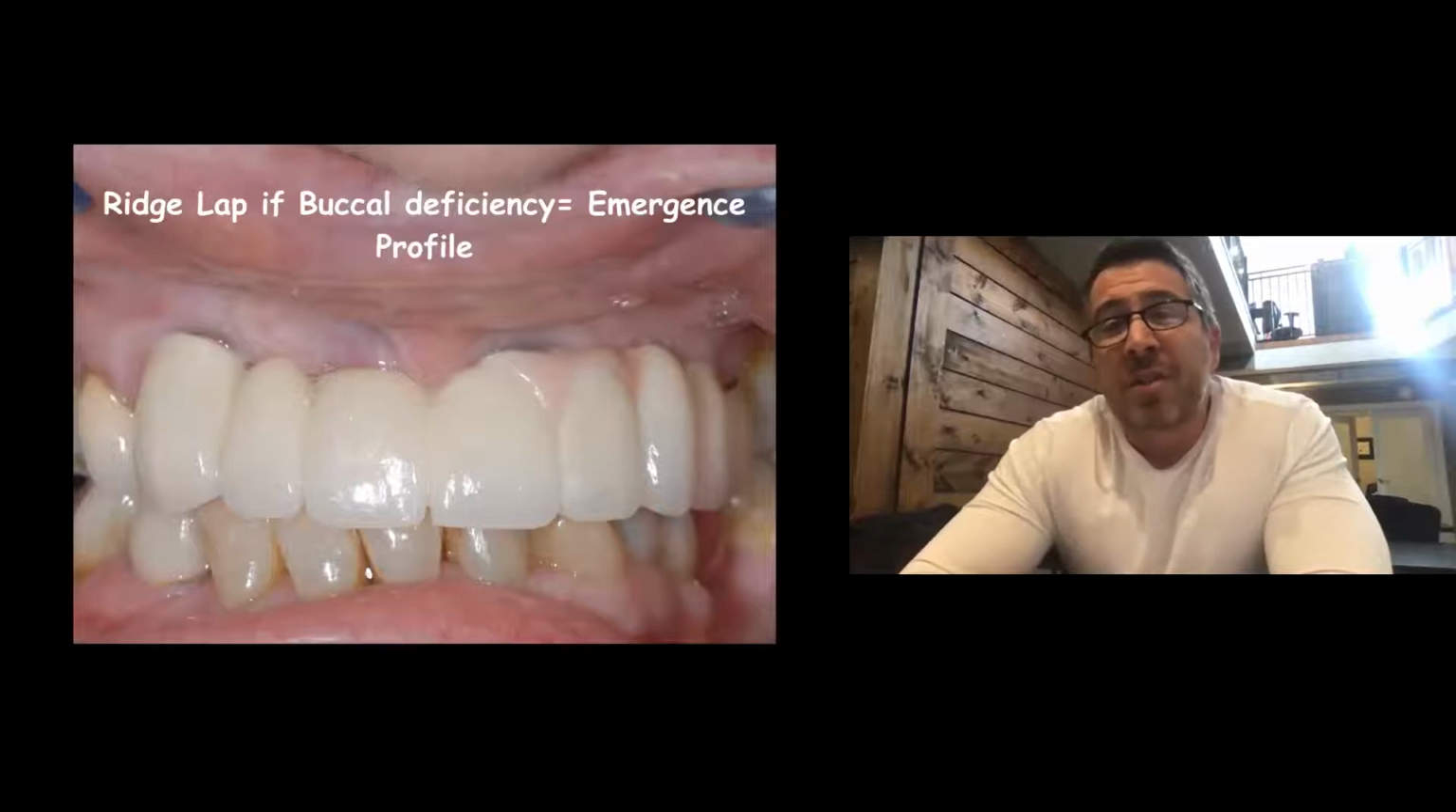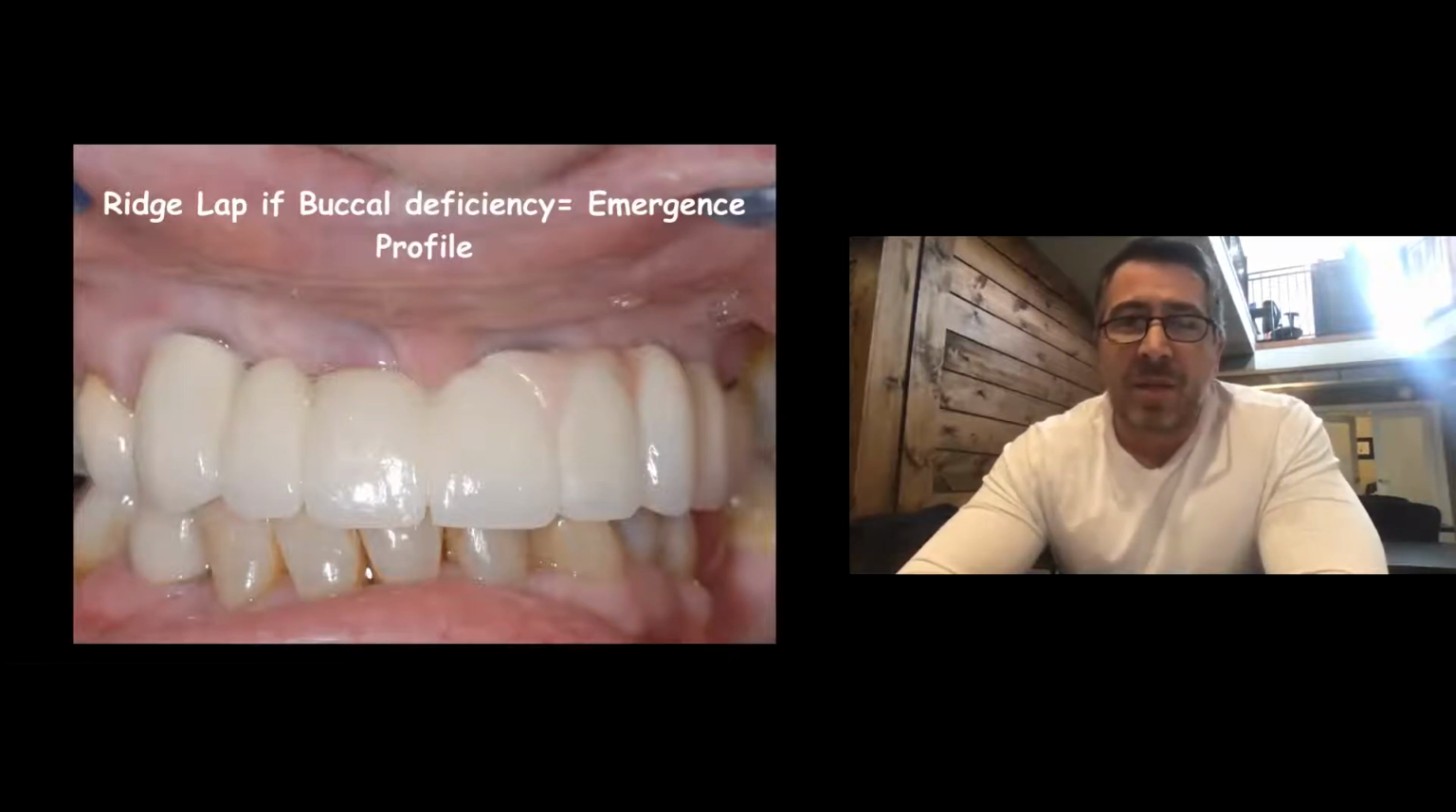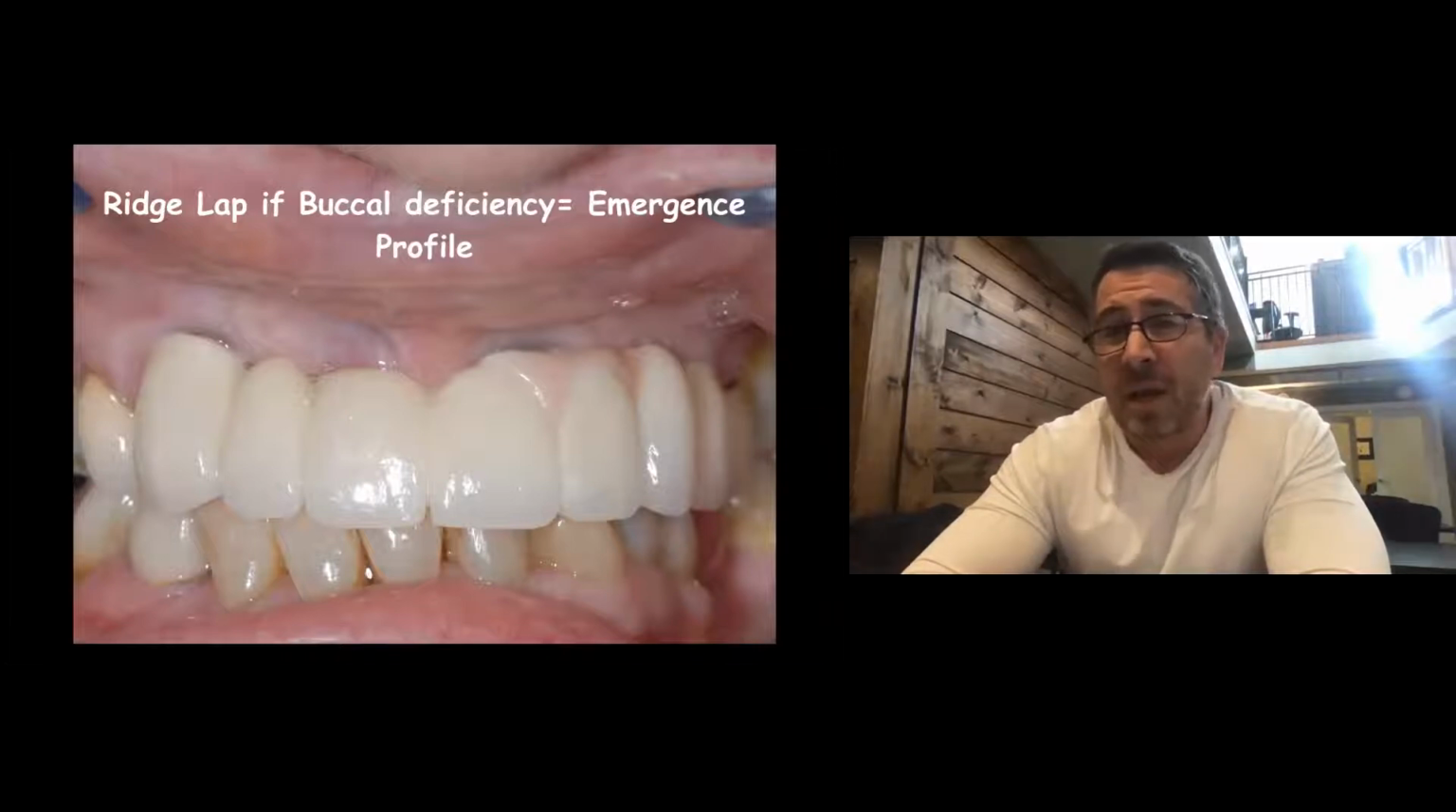It's not your position to decide for a patient if that's an issue or not. It's your position to diagnose it in advance of doing it and giving the patient an understanding of what the outcome is going to look like. So again, we're trying to achieve predictability.